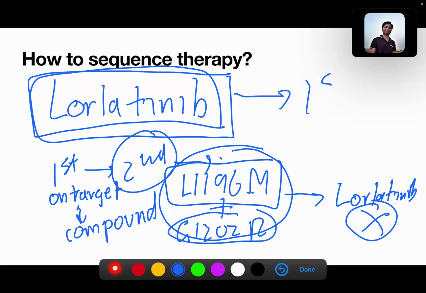Lorlatinib should be given first line wherever possible. Okay, if not feasible, you should give a second generation ALK inhibitor such as alectinib, but always try to give lorlatinib upfront. Otherwise, if you give first or second generation TKIs, it can lead to compound mutations, which might make the tumor lorlatinib resistant later on.